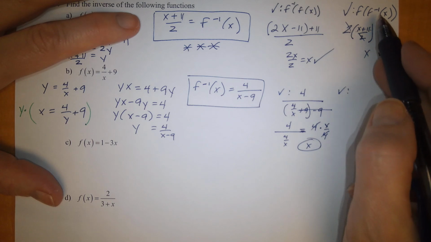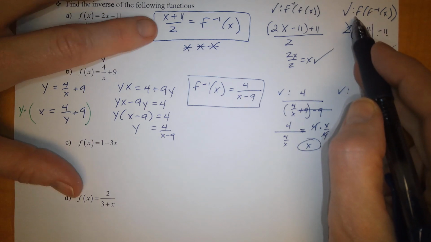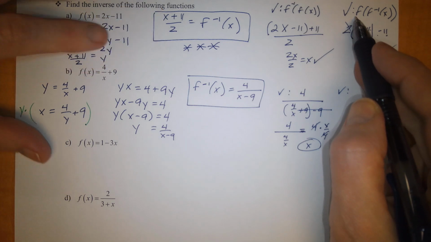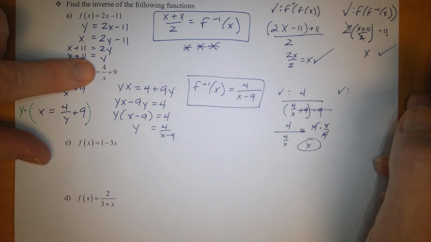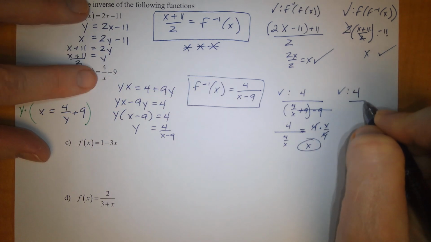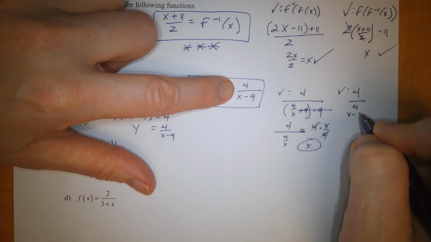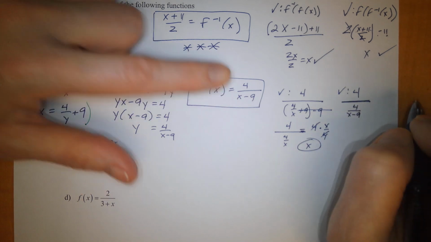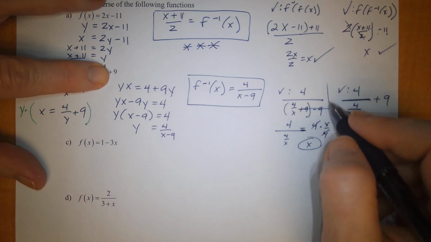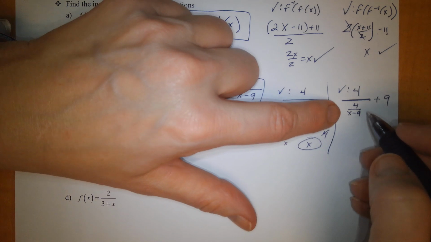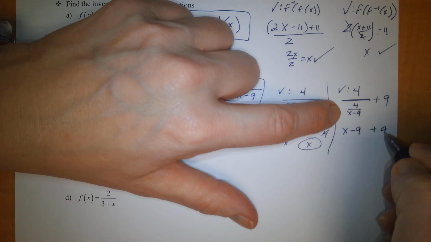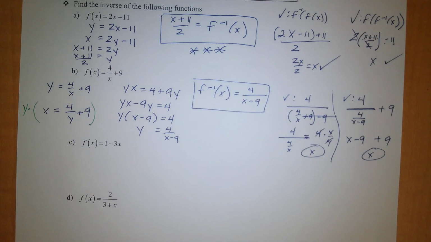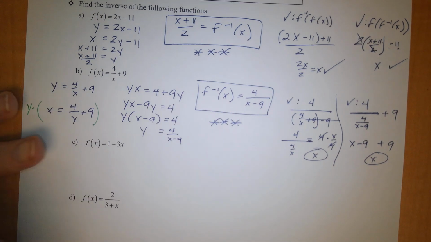Same for the other direction. Let's take the inverse and plug it into the original function. So we're going to take this inverse and plug that into the original function here. So this becomes 4 over x, but we're going to use this, plus 9. So here we have 4 divided by 4, so this just becomes x minus 9 plus 9, which is x. So this does check out, which means this is our inverse.